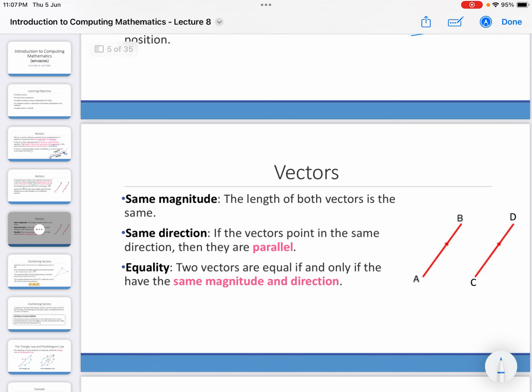Same magnitude, so the length of both vectors is the same. So vector AB and vector CD have the same magnitude and the same direction. If the vectors point in the same direction, then they are parallel. These two point in the same direction, so we can say that these two vectors are parallel. And then equality: two vectors are equal if and only if they have the same magnitude and direction. So we can say these two vectors are equal. They have the same magnitude and the same direction.